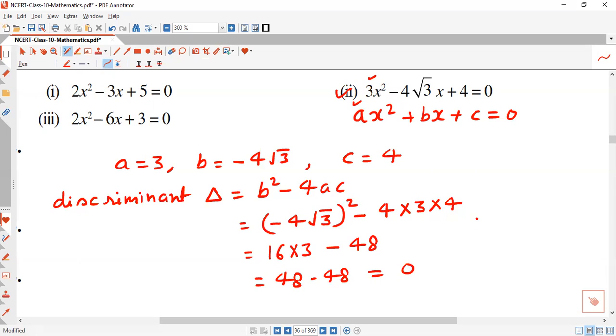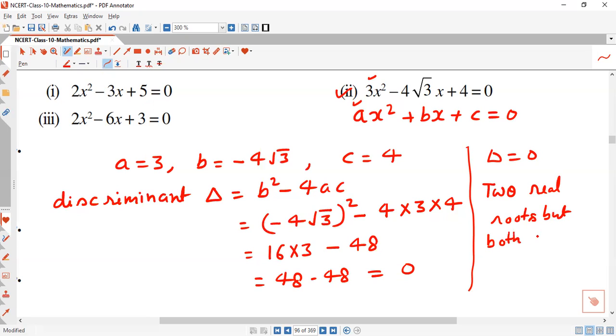Since delta comes out 0, we have two real roots, but both are equal. We have two equal roots here. The value of these two roots will be minus b upon 2a.